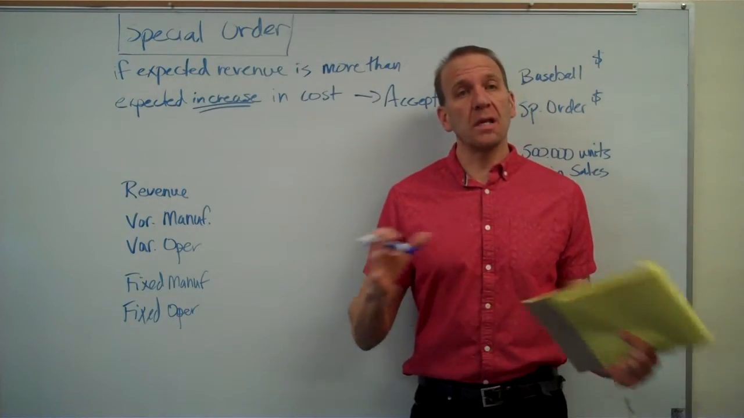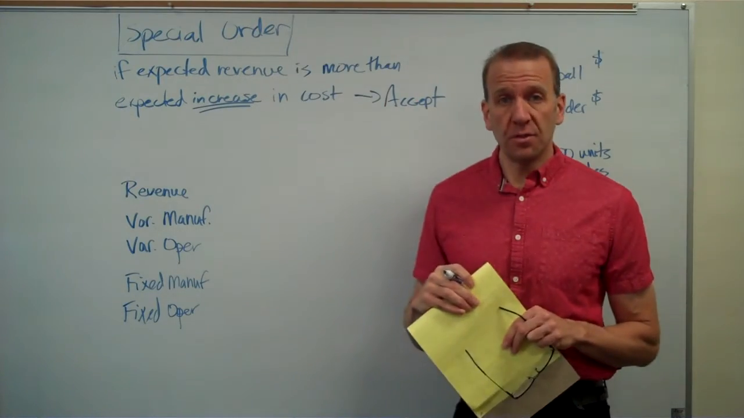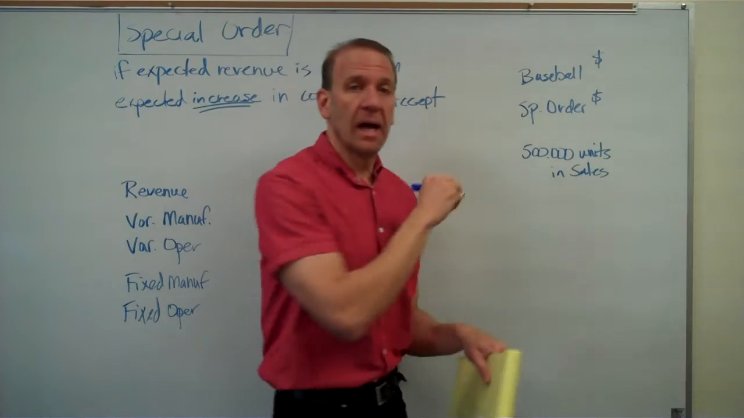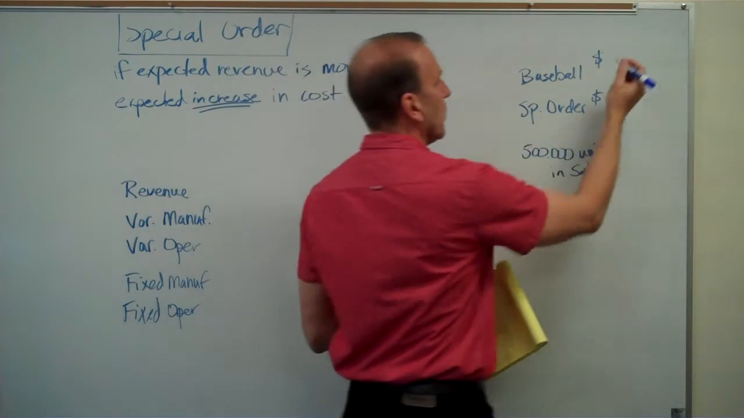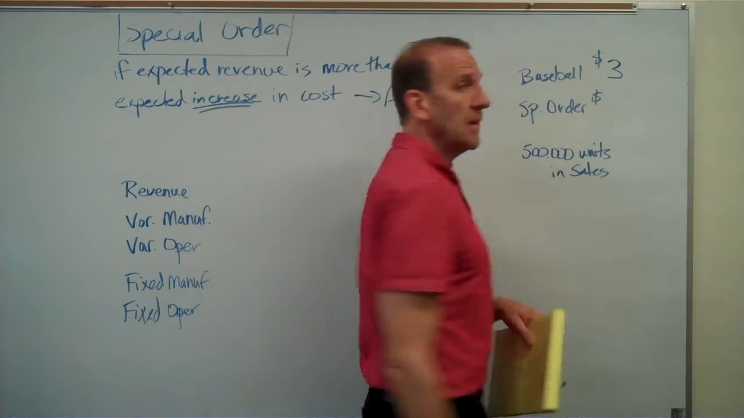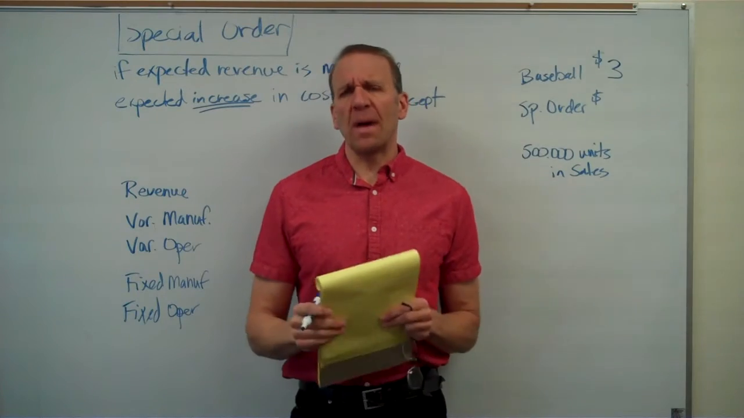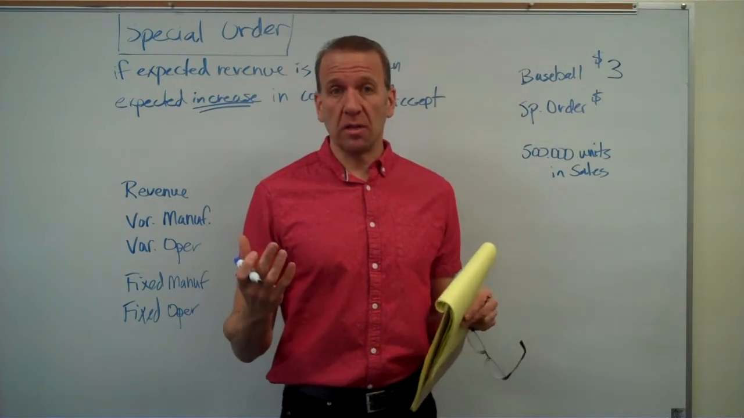Okay, so we're still looking at cost, volume, profit analysis type stuff, but we're going to look at the special order situation. So, in our situation over here, baseballs, that's what we're going to be selling. And let's say that we sell baseballs for $3. Okay, that's our normal selling price. And let's say someone comes to us and says, you know what, we want to buy a whole bunch of baseballs, a special order, and we only want to pay $1.